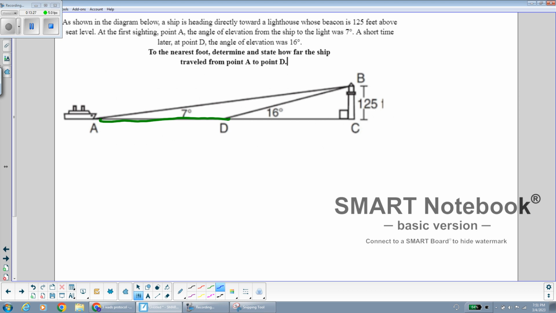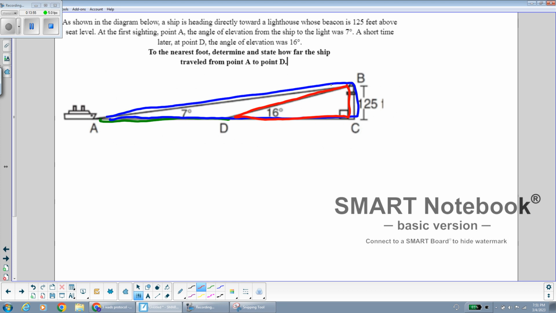In this diagram, we have two right triangles. We have the whole big right triangle here, and we also have the smaller right triangle over here. But keep in mind, this smaller triangle on the left is not a right triangle. So you can't set up a trig ratio with this triangle over here to find AD because it's not a right triangle.